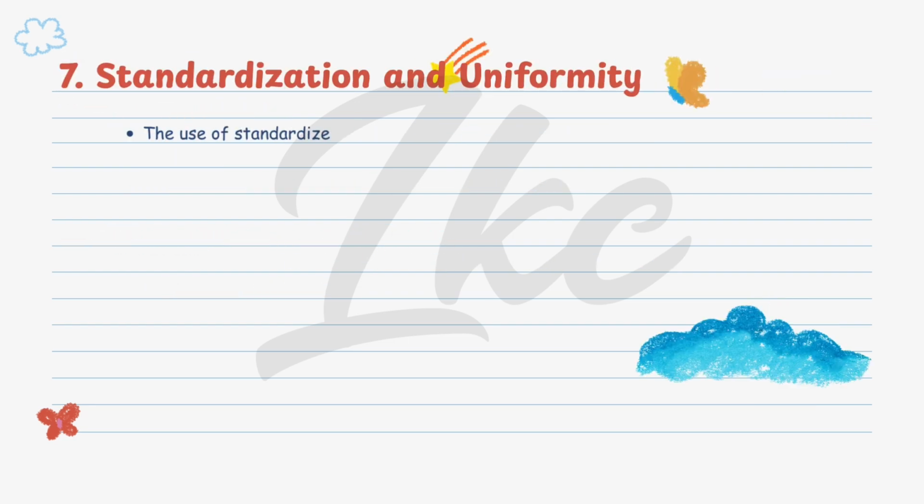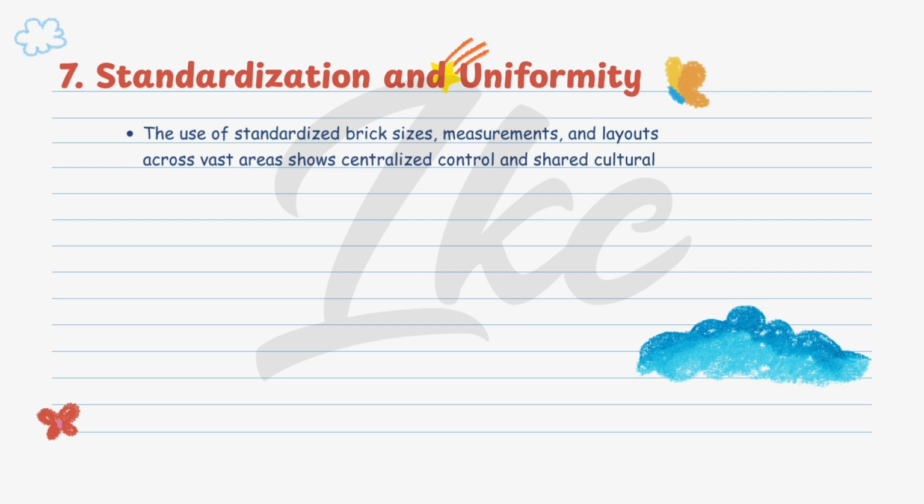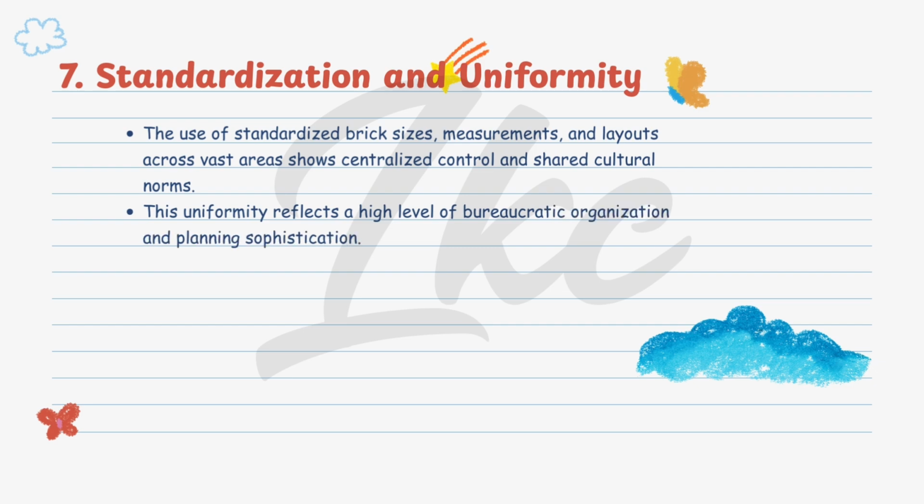7. Standardization and uniformity. The use of standardized brick sizes, measurements, and layouts across vast areas shows centralized control and shared cultural norms. This uniformity reflects a high level of bureaucratic organization and planning sophistication.